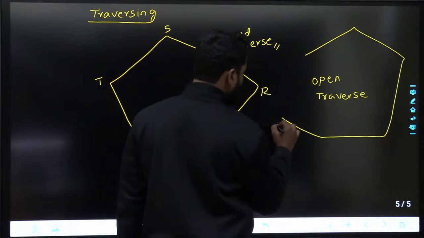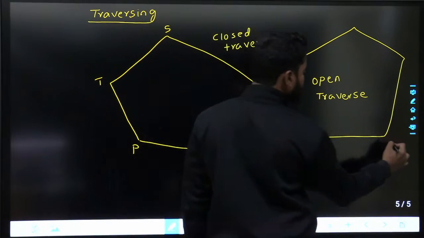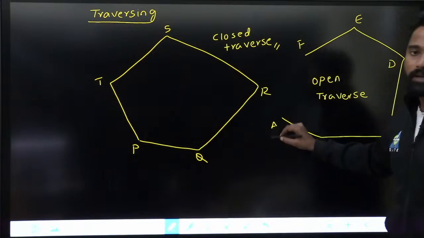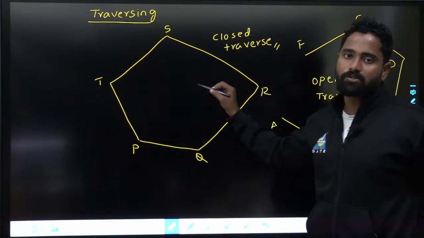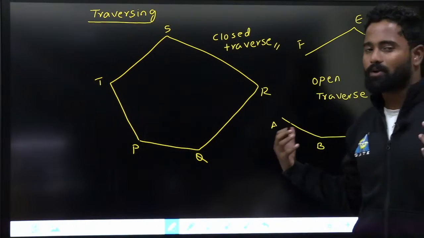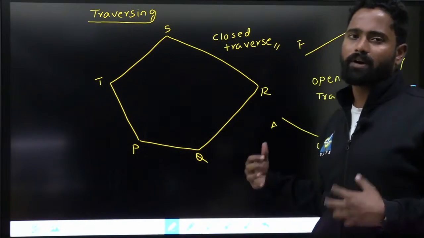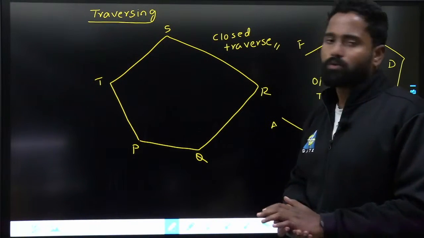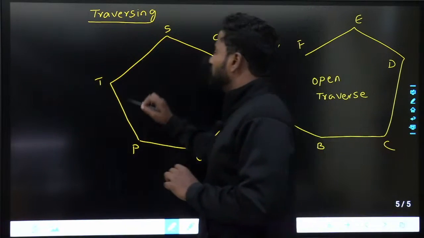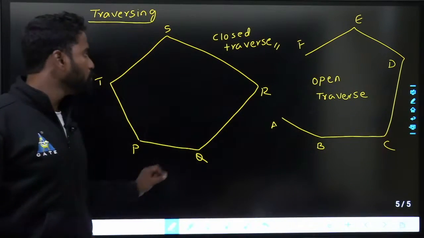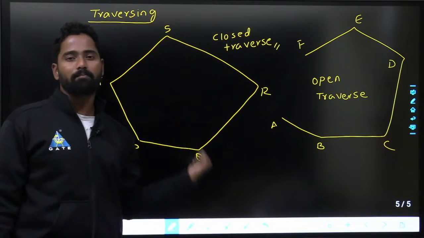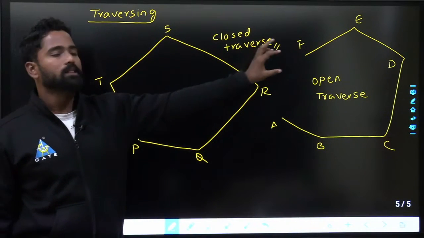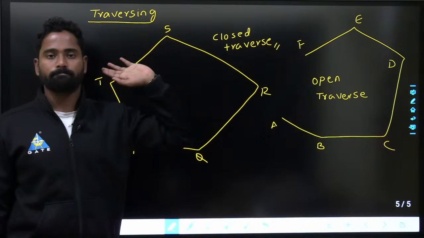A, B, C, D, E, F. Here it is not closed. That's why this is called an open traverse. Here it is closed. That's why it is called a closed traverse. In your analysis, it can be a closed traverse or an open traverse, it doesn't matter. But this is how you are locating these points on the map. We are locating the points P, Q, R, S, T by measuring the lengths and bearings. That is what we will be doing in traversing. So this is a closed traverse, and that one is an open traverse.